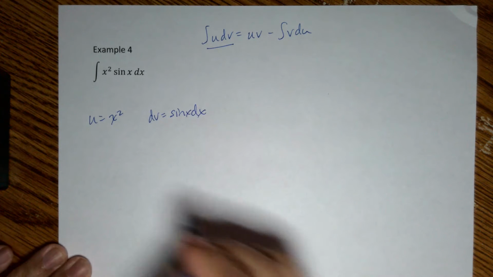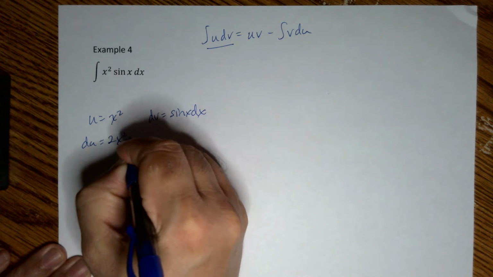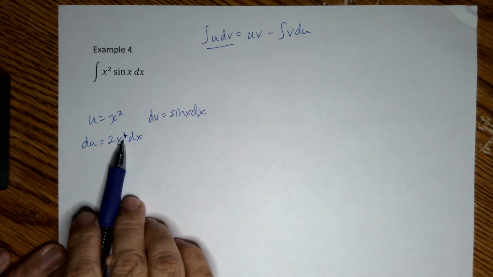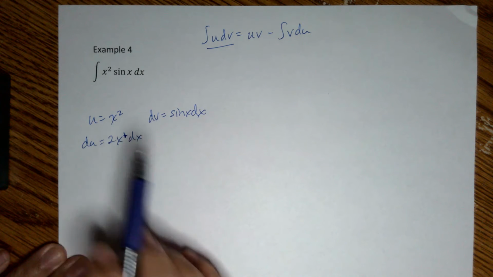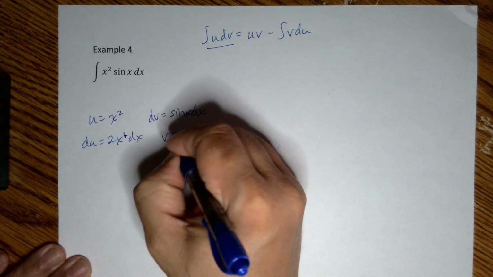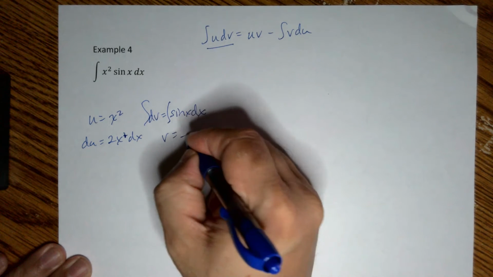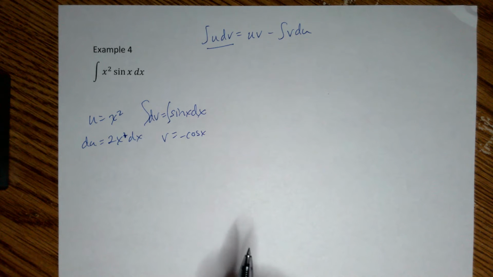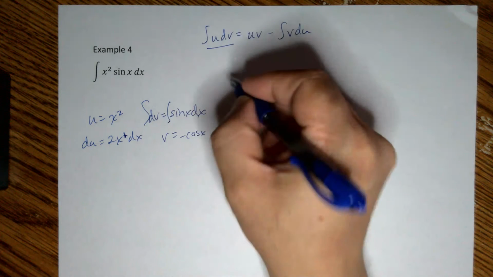Alright, so take the derivative of u. Take the derivative of x squared, you get 2x. Integrate sine, you're integrating this. Integral of sine is negative cosine. Make sure you get your signs, S-I-G-N, correct. Okay? Alright. Let's fill this in.